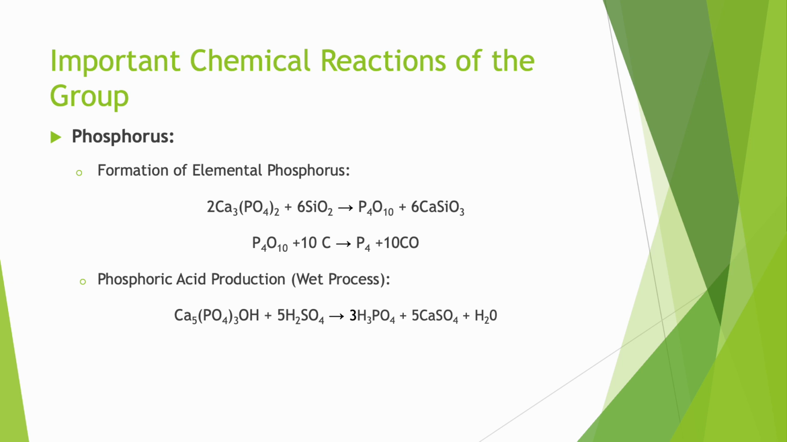For phosphorus, any phosphorus rock can be used for the production of elemental phosphorus. Crushed phosphate rocks and sand react at 1,700 Kelvin to give phosphorus oxide, which can then be reduced. Additionally, the wet process uses sulfuric acid to treat phosphate ores that contain minerals such as calcium hydroxyapatite or fluorapatite, as exemplified in the balanced chemical reaction to produce phosphoric acid.